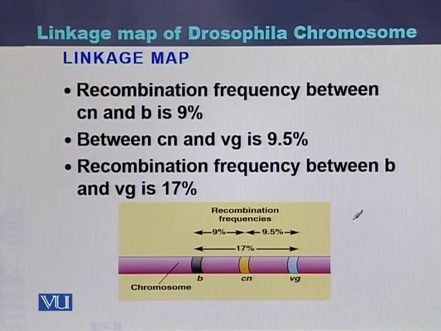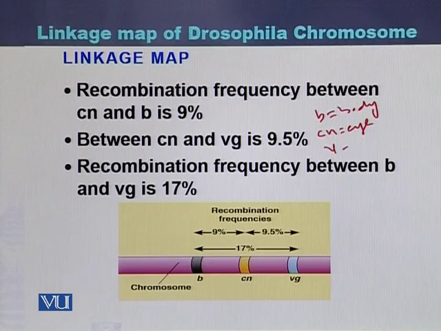There were three genes. One was the B gene, which was for body color, while the CN gene was for eye color, and the VG gene was for the wings. So a chromosome map was designed between these three genes.